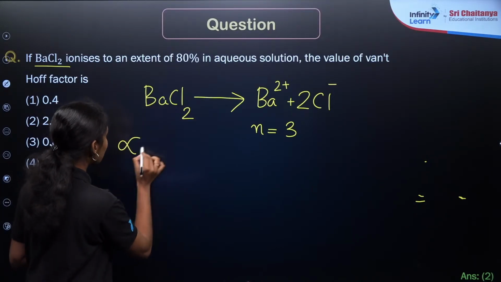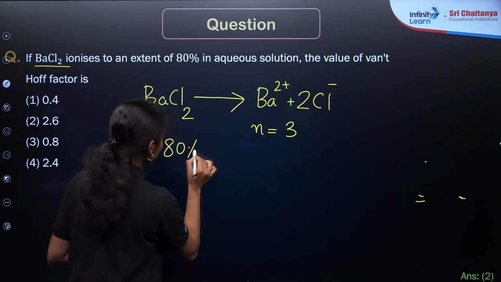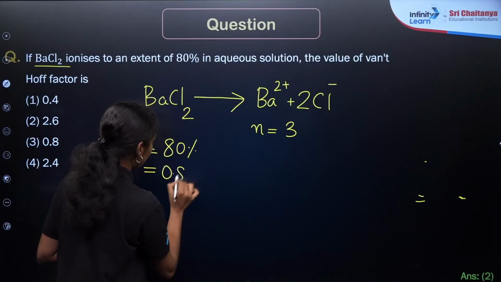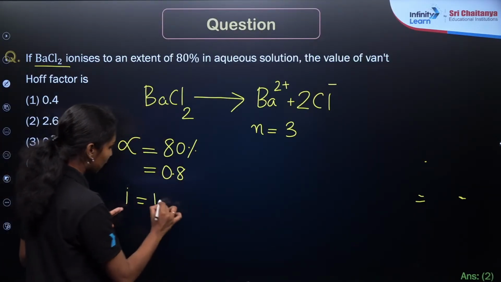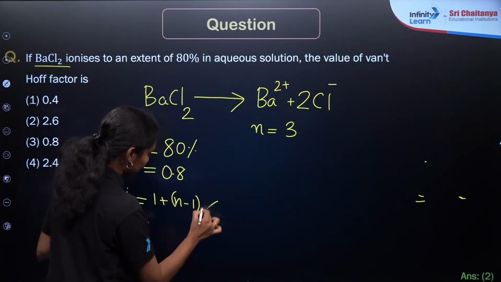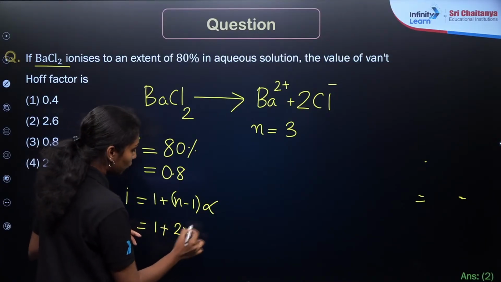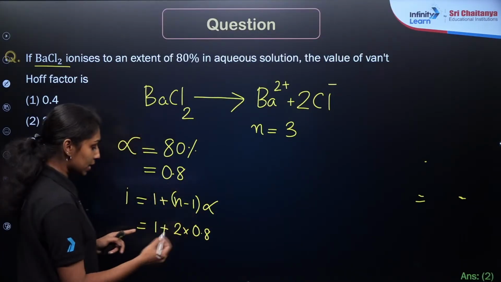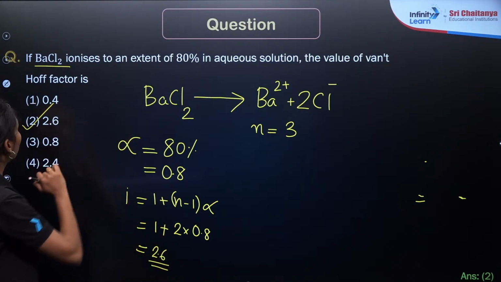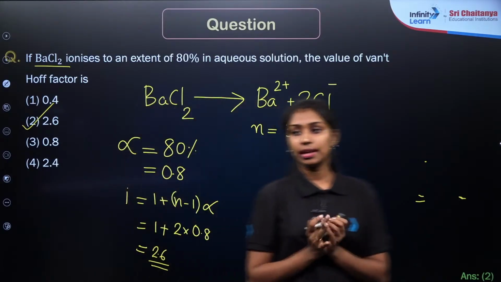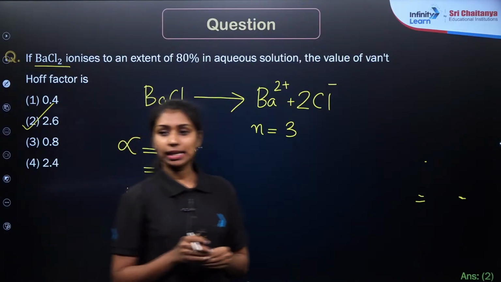So alpha value is given as 80%. If I am converting it into decimal, it will be 0.8, right? 80 by 100, that is equal to 0.8. So just apply the equation I is equal to 1 plus (n minus 1) into alpha, right? So 1 plus, n is given here as 3, 3 minus 1, 2, into alpha, that is 0.8, right? 2 into 0.8, 1.6, 1 plus 1.6, that is equal to 2.6. So option 2 will be the correct answer here for the BaCl2 case. Is that clear?